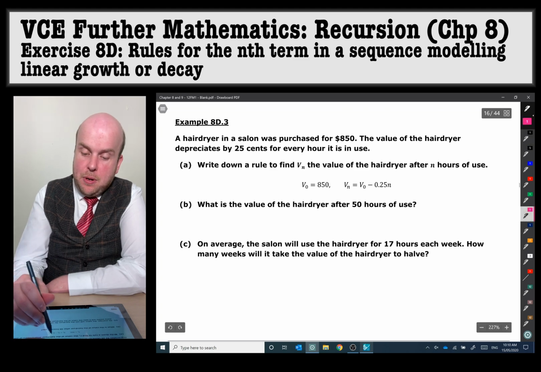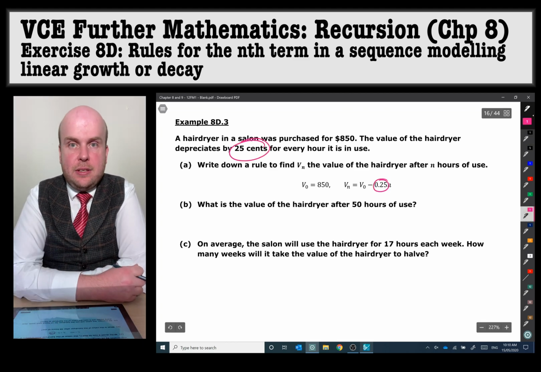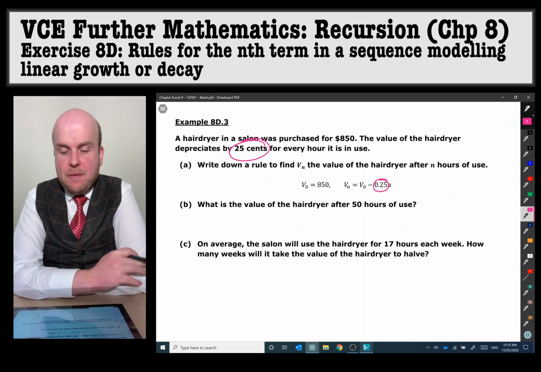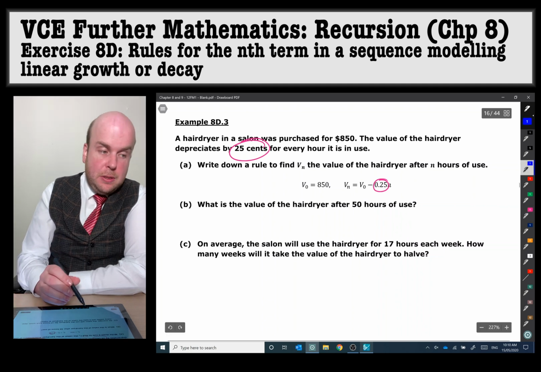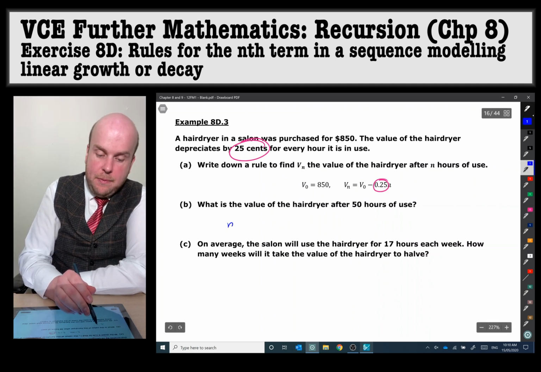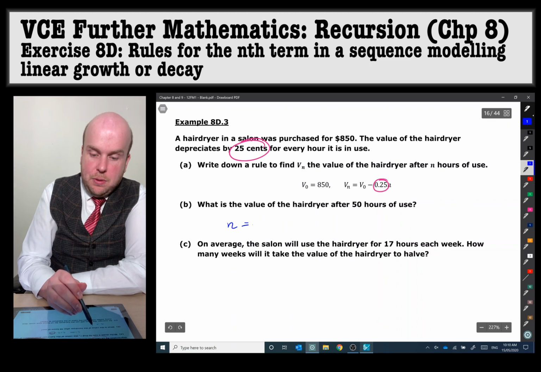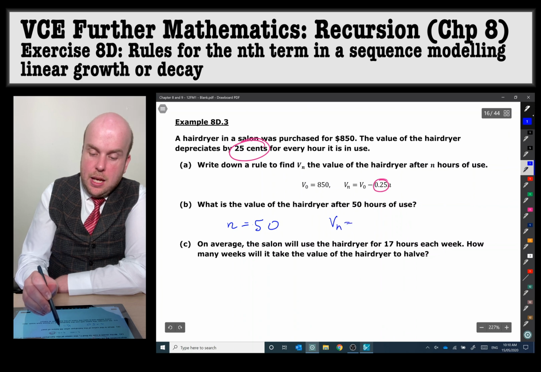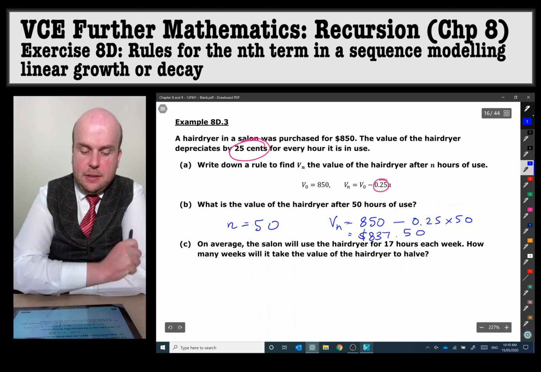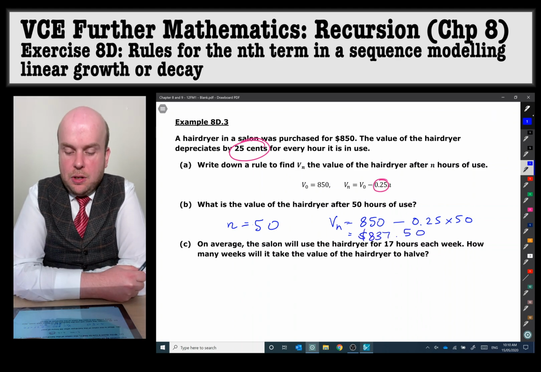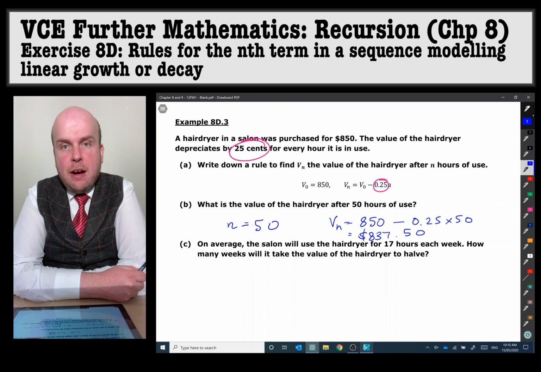So where did I get that 0.25 from? Well, it says 25 cents there, so I've just turned that into dollars just to keep everything consistent. What is the value of the hairdryer after 50 hours of use? This is when we need to substitute. So n here is equal to 50. So Vn is equal to 850 minus 0.25 times 50. And this will be equal to $837.50.